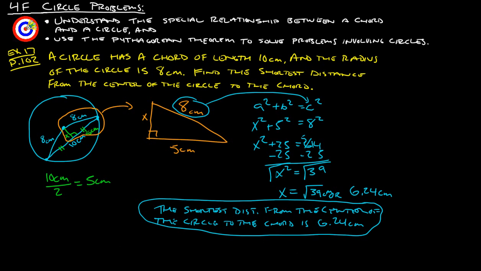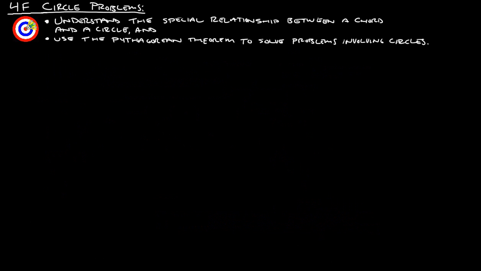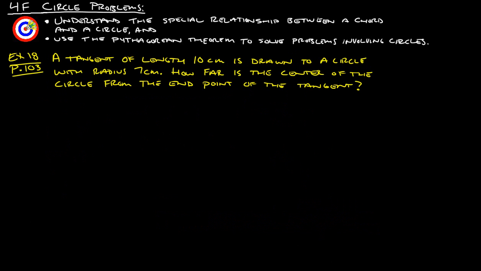Okay. Now, let's take a look at another example, and that will be example 18 from page 103. Alright, a tangent of length 10 centimeters is drawn to a circle with radius 7 centimeters. How far is the center of the circle from the end point of the tangent?